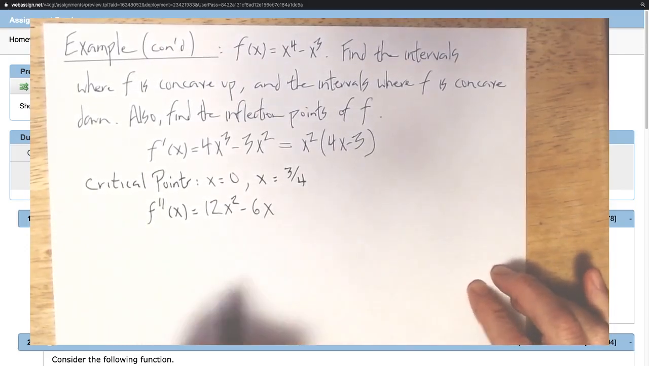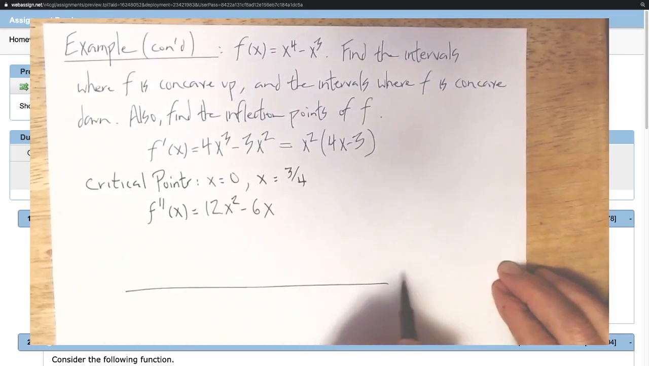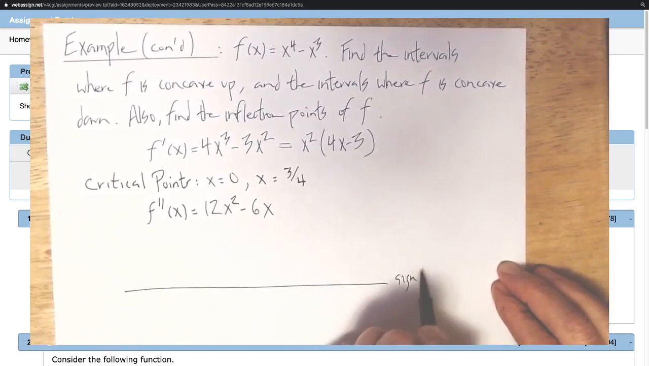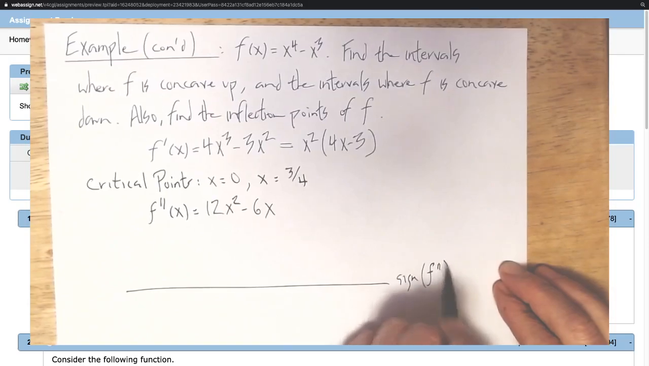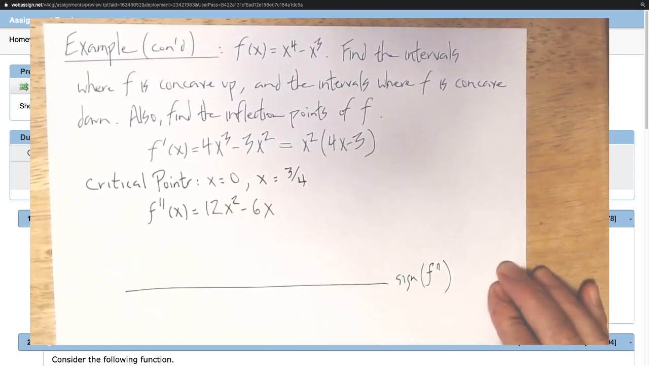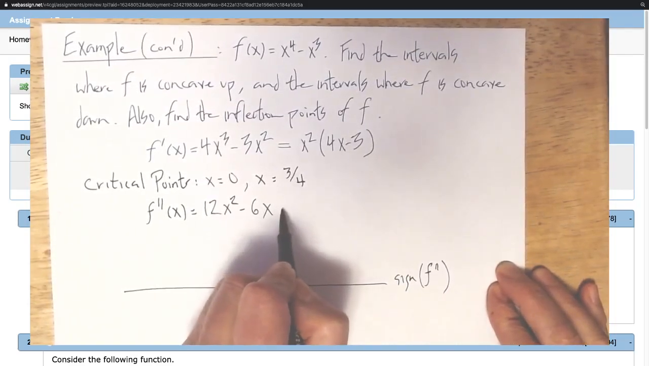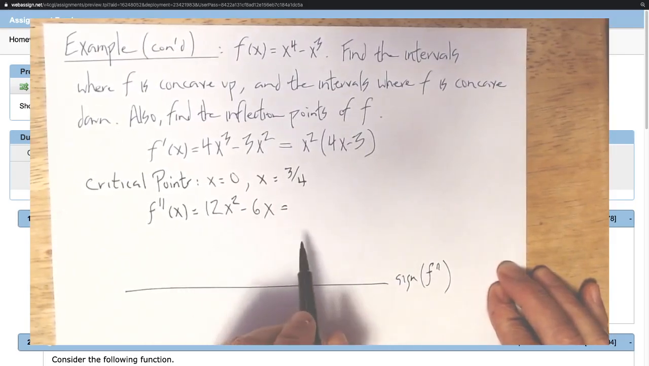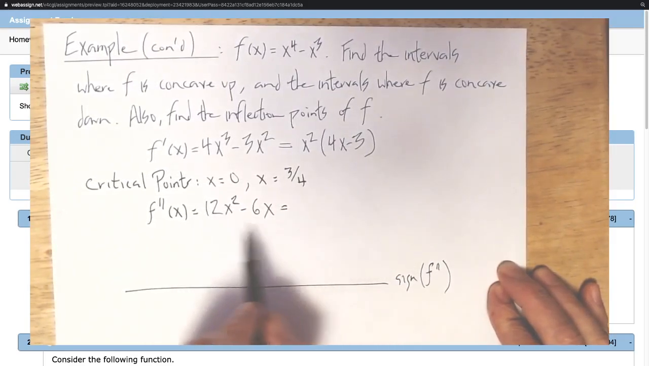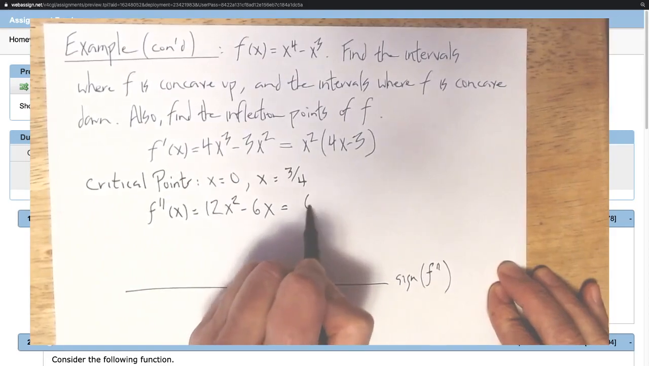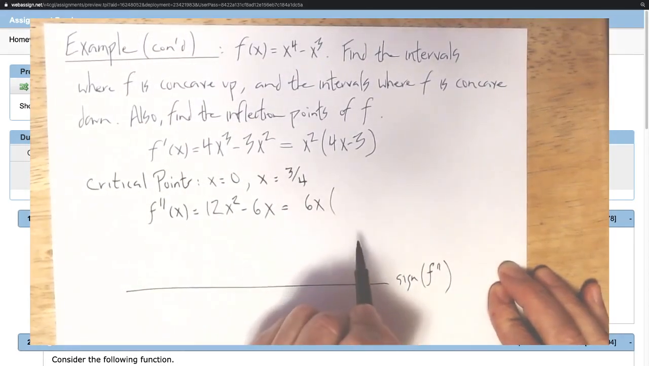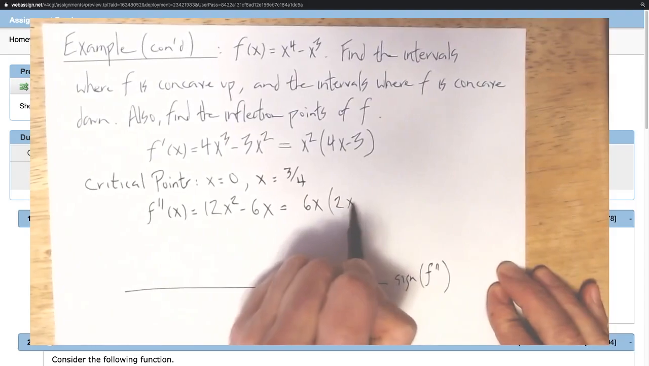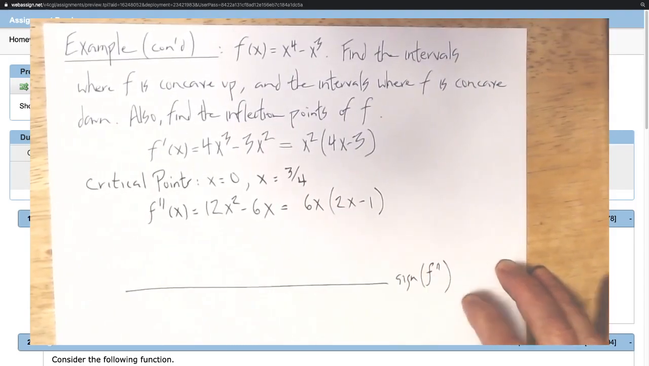So we're going to build a sign chart for f double prime. And to build that sign chart, it is, again, helpful to have the second derivative factored. So now I'll go ahead and factor it. In this case, I can pull out a 6x. That's a common factor. And I'm left with 2x minus 1.